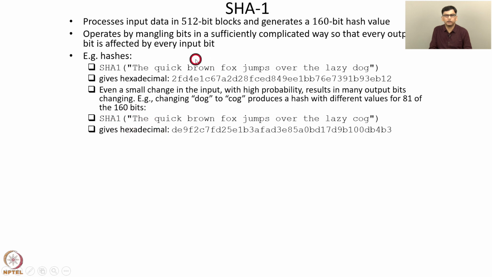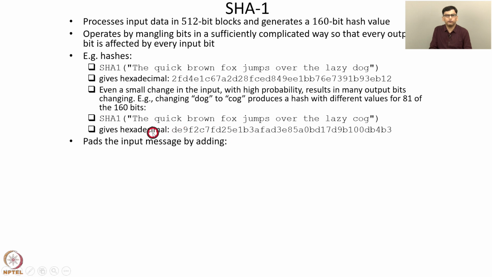This is the same sentence as the first sentence, except that one letter is changed. So this D is changed to C. Then the hash value is shown here. So in hex it is this value. So notice that this looks completely different from this. In particular, it can be checked that 81 of the 160 bits are flipped. Hence this hash function behaves like a completely random mapping from the input to the output. For every input, it appears as though the output is selected uniformly at random from the 2 to the power 160 possible outputs.